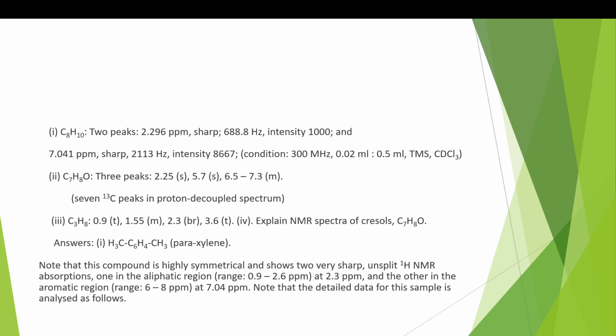Some compound formulas are given, and the number of their peak positions are given. We have to find the structure. So the separation in hertz has to be divided by the instrument frequency. Thus we get the delta ppm value. By comparing the data with the table, we can help explain the structure of the compound.